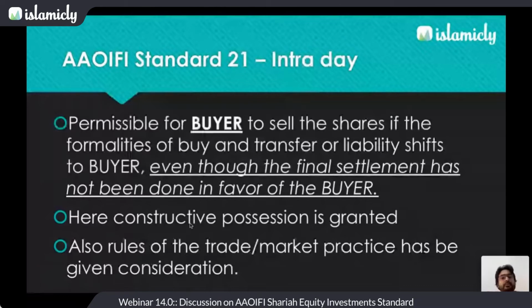So keeping all of these things in mind, if you have completed all the buy formalities, if you have gained constructive possession of the stock, if all of the liability of owning that share shifts onto you, then you can definitely go ahead and sell that share. That means intraday is permissible, as we normally call it, if you satisfy this condition. That is, your buy side should be completed in its entirety. Possession need not be in your wallet or your custodian account. Possession can be constructive. Plus, the market practice also supports this kind of trading activity. Hence, intraday is absolutely permissible if you buy first and sell later, and you do not do it with interest-based margin, which I've spoken about earlier.